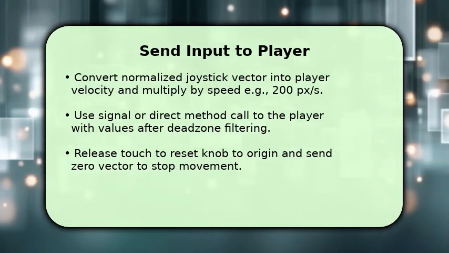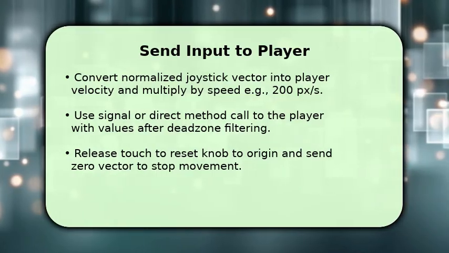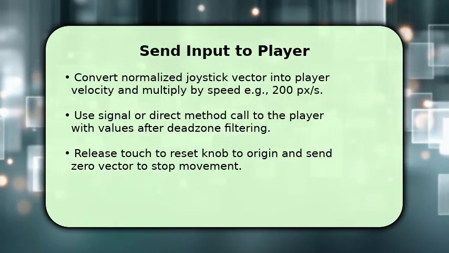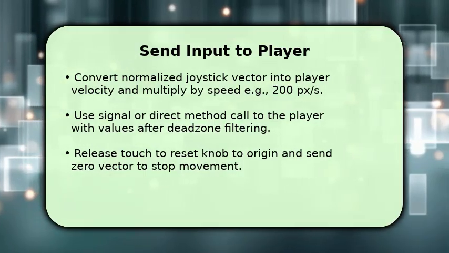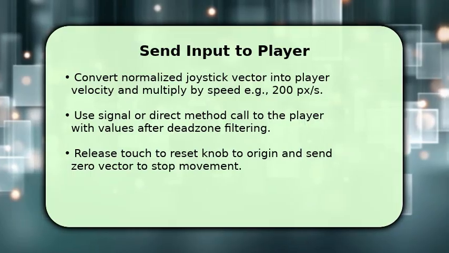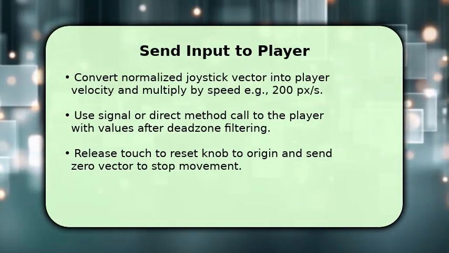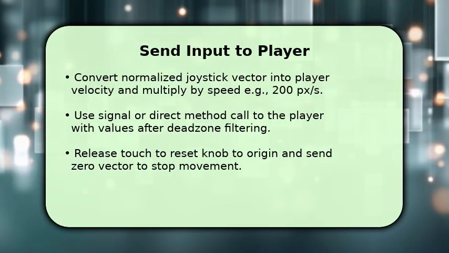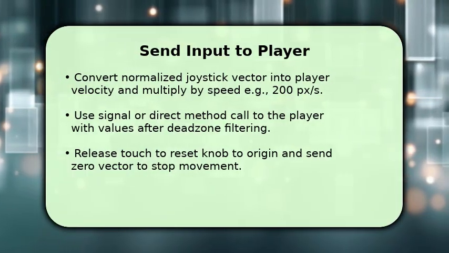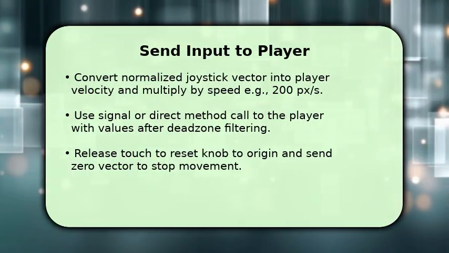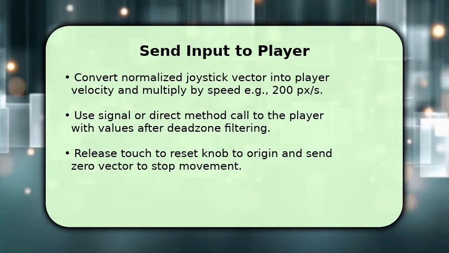motion by multiplying with a speed scalar, for example 200px/s, and pass it to your player via a signal or direct method call. Filter values through the dead zone so small drifts are ignored, and smooth using linear interpolate when needed to avoid jitter. When the touch lifts, reset the knob to the origin, restore background alpha to 0.5, and send a 0 vector to halt movement.